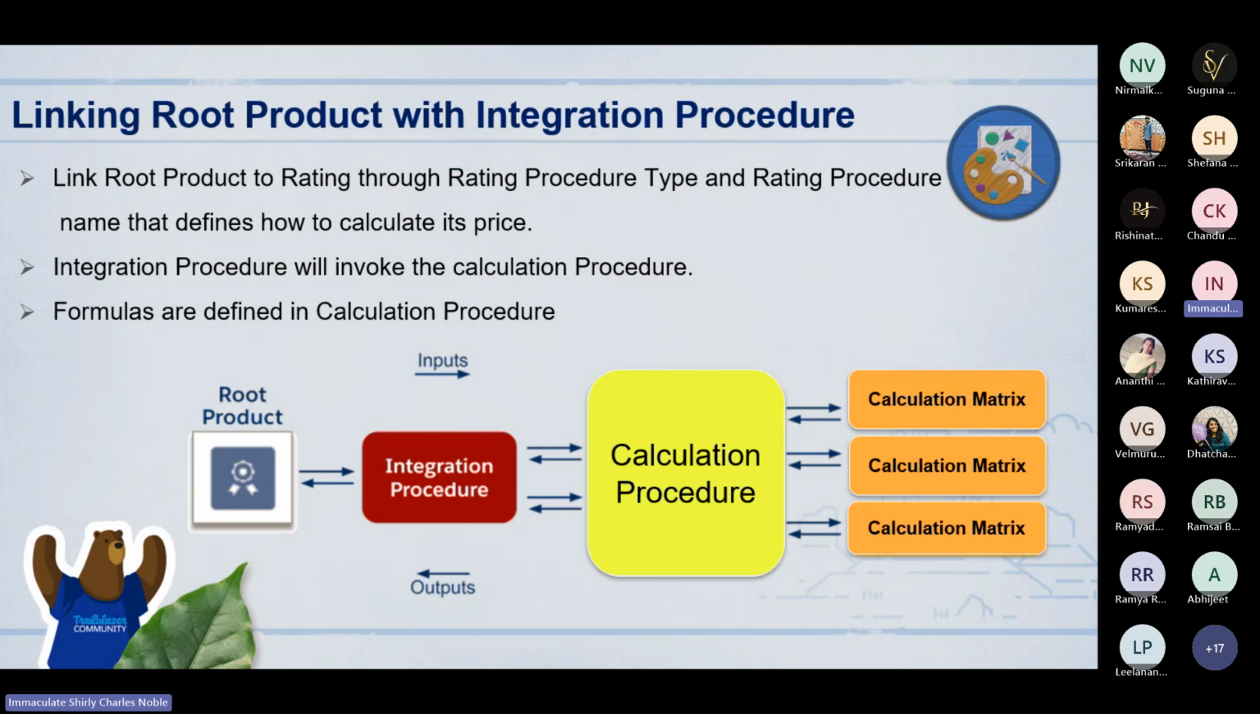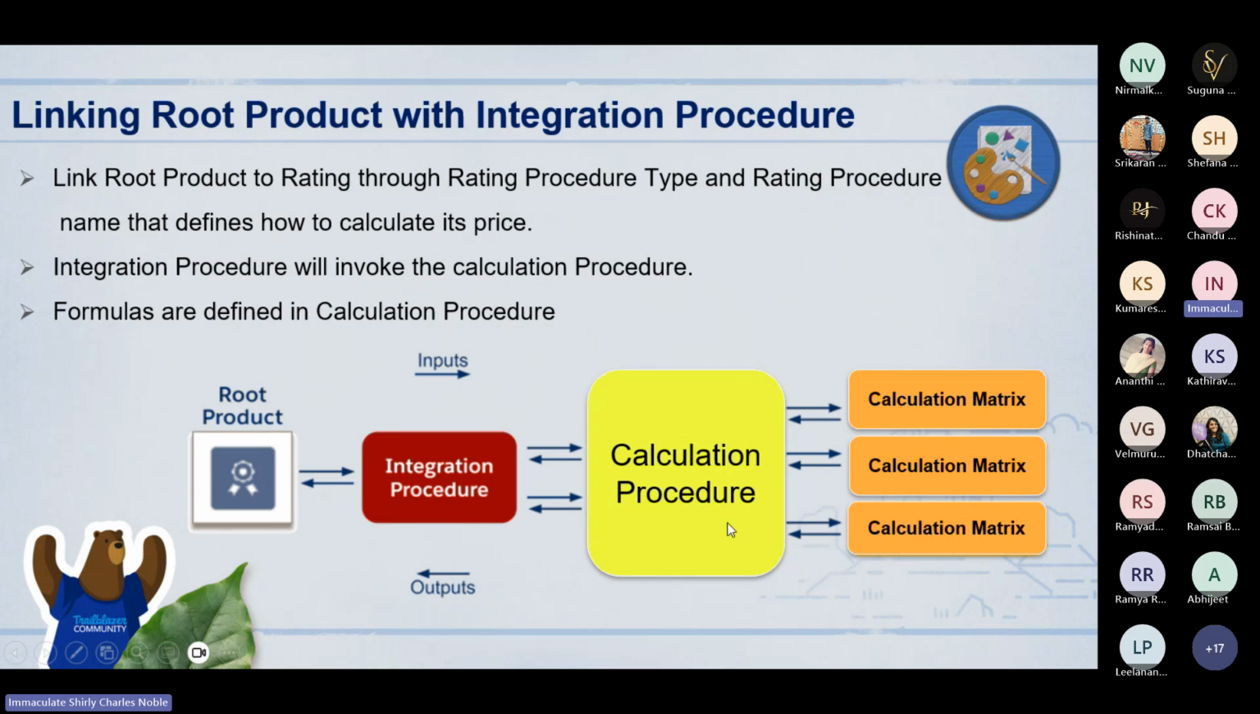The next one is linking my root product with my calculation procedure. This is the most important step to calculate the insurance amount. So for that, in the product detail page, we need to choose whether my calculations are done by an integration procedure or I'm choosing the calculation procedure. If it is an integration procedure, we need to give the integration procedure name, and the integration procedure will send the input to the calculation procedure.